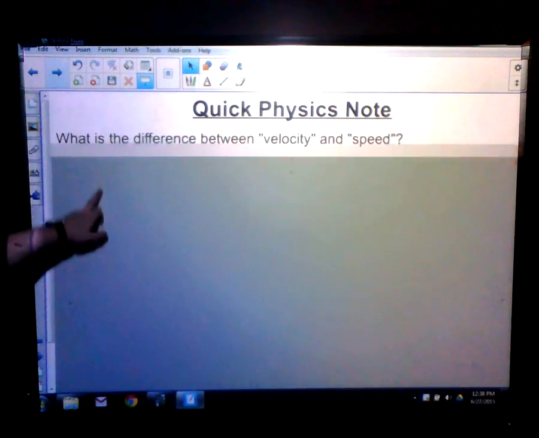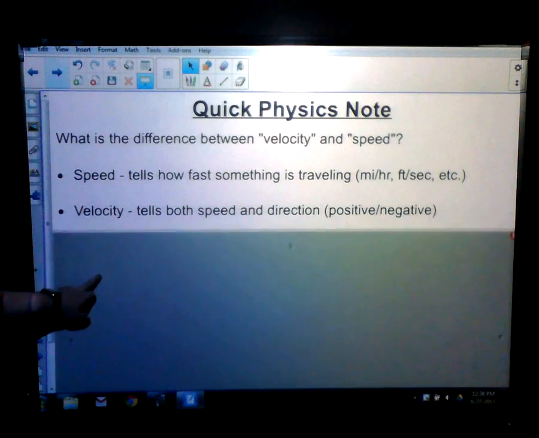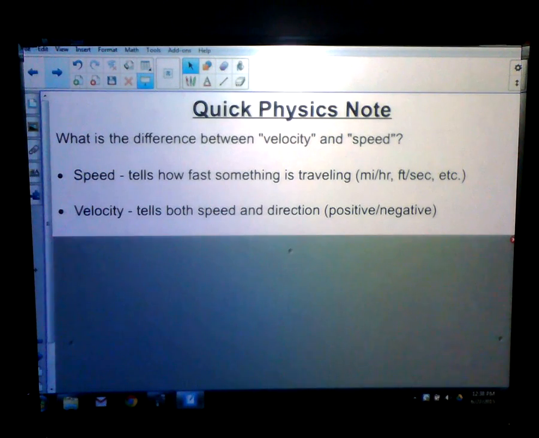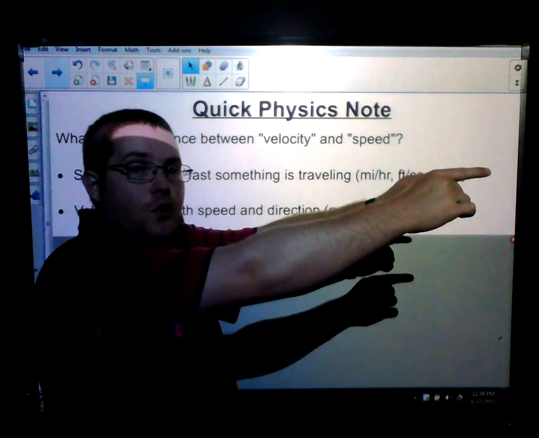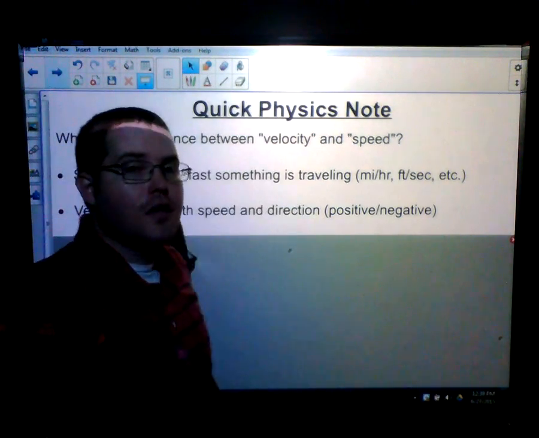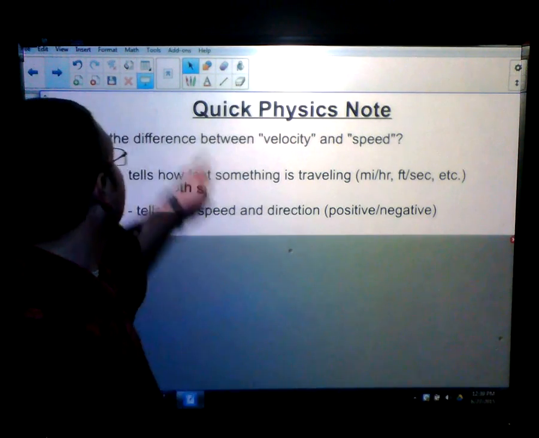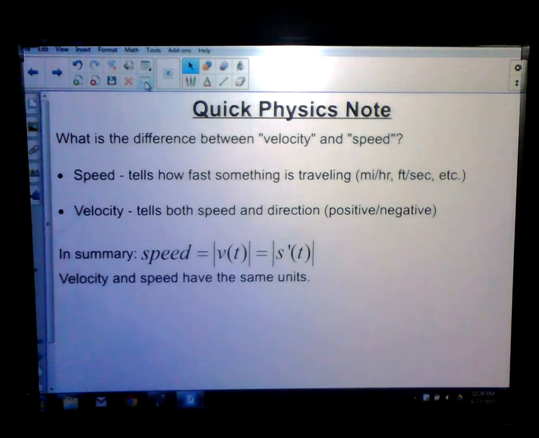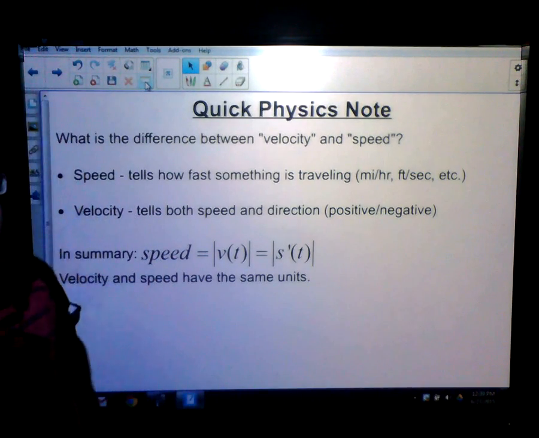Quick physics note. What's the difference between velocity and speed? Well, speed tells you how fast something is traveling, miles per hour, feet per second, whatever. Velocity tells you not only the speed, but what direction. So 60 miles positive is 60 miles forward, 60 miles negative is 60 miles backwards. Or it could be up and down. So velocity has sign and number. Speed is just number. Speed is the absolute value of velocity. But they do have the same units, miles per hour, feet per second, whatever you're talking about. So if I ever ask you for the speed, it's just the velocity but with absolute value.